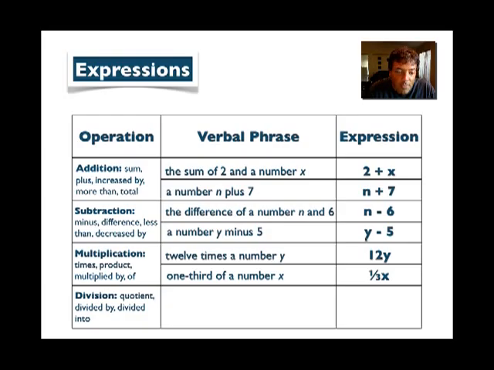And finally, one example for division says the quotient of a number k and 2, so we're dividing. Quotient is just k over 2. So k divided by 2, or k over 2. Okay, and you can see a lot more of these. Some will be a little more complicated than what you're given right now. We always start easy, and then we build the intensity and the difficulty as we go.